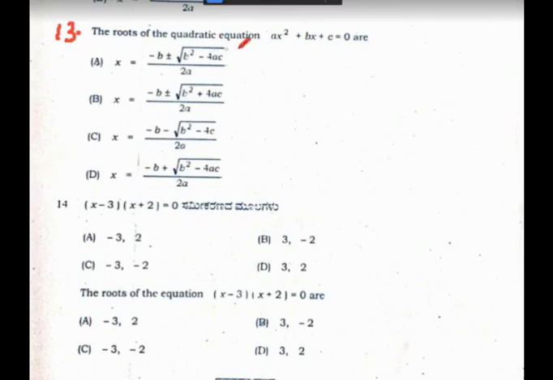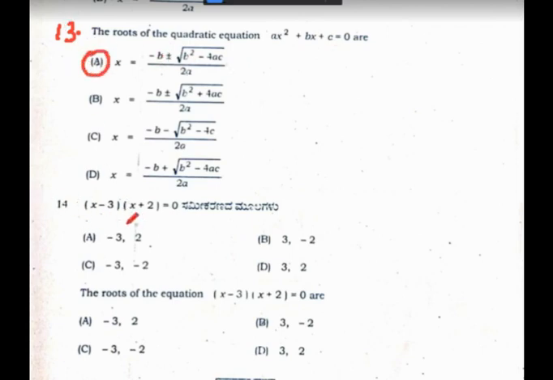13th question. The root of the quadratic equation ax square plus bx plus c is equal to 0 is minus b plus or minus root over b square minus 4ac by 2a. This is the basic formula in quadratic equation. Correct option for 13th question is A.